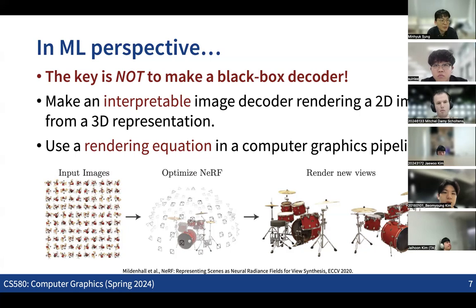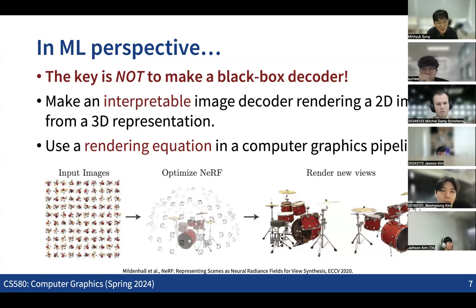But here, the goal from the machine learning perspective is to make a more interpretable image decoder, which is not just decoding the image using a convolutional neural network or a transformer, but actually making the image using a rendering process from a 3D representation. So the goal comes back to the 3D again: making some sort of 3D such that we can produce the image using a rendering pipeline. This is basically the basic goal in the neural rendering framework.